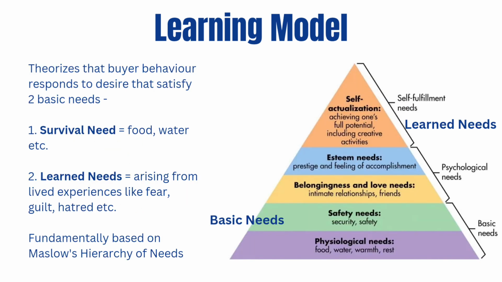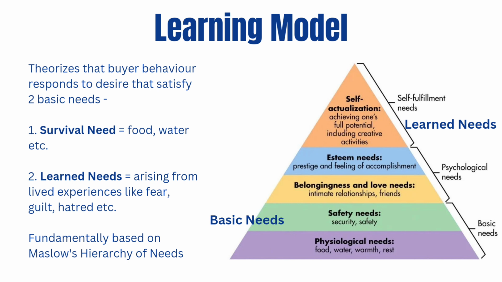The learning model theorizes that buyer behavior responds to desires that satisfy two basic needs in a human being. One is a survival need, like the need to eat, the need to drink, that is water, etc. And the second is what is called the learned needs. This arises from the lived experiences, and these include examples like fear, guilt, hatred, belongingness, safety, etc.